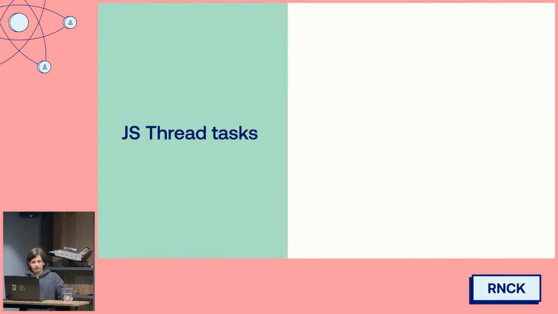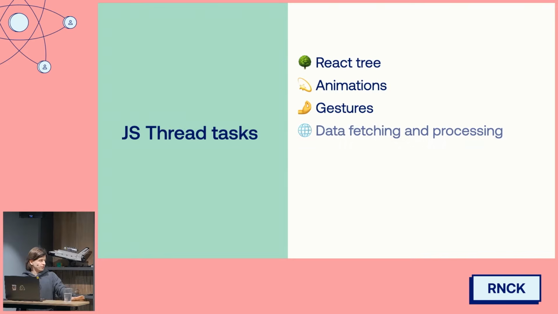What do we have there? First and foremost, we have the management of the React tree, so rendering your views, your hooks, and translating some of the JavaScript into the native components. Then you have animations, so using libraries like React Native Reanimated. You also have gestures, so probably React Native Gesture Handler. You definitely do data fetching and processing, general API calls, REST APIs, and so on.